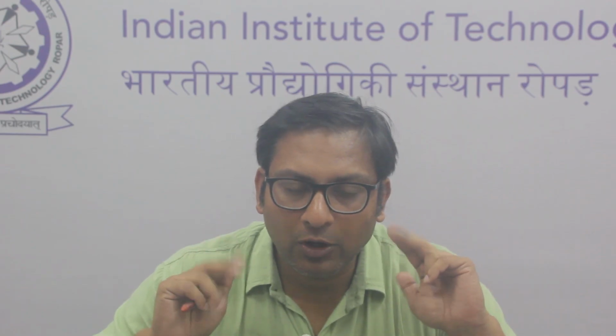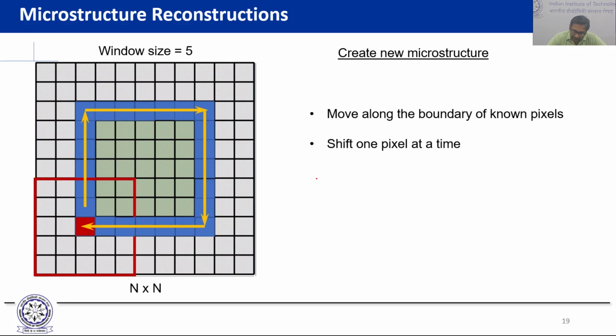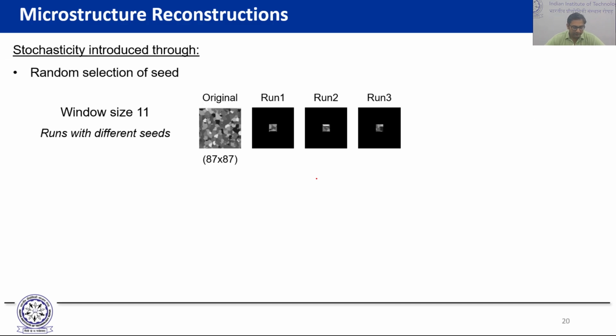So as you go through it for one turn, one additional layer of pixels has what we call a so-called known value, and so you can again start moving outward, and you can again start going around in a loop around these known pixels, and that is how, moving in a radially outward manner, you end up recreating the microstructure.